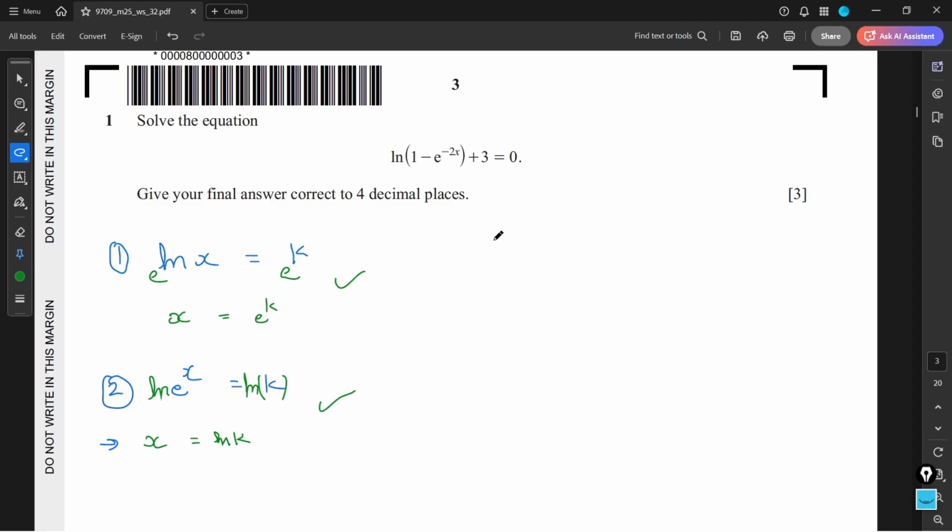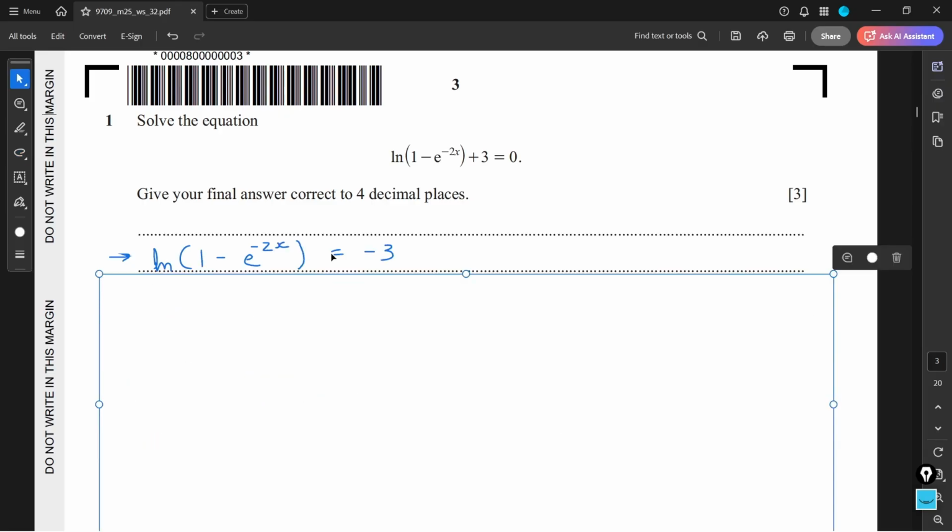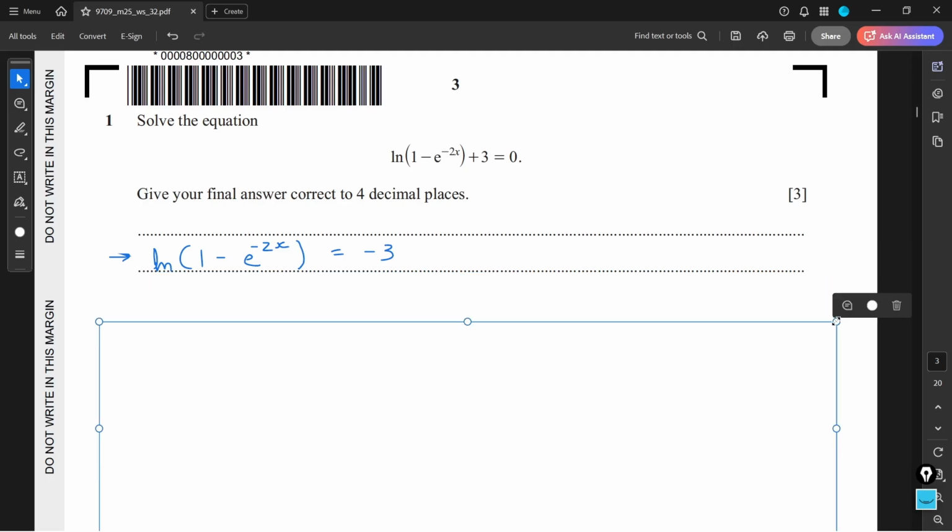So let me show you how to solve this one. To start with, I have just sent this 3 to the right hand side so that this becomes in the format of ln of something is equal to k, so that I can have e as the base on both the sides to remove this ln. So in the next step, you will see that ln is gone now and you are left with 1 minus e to the power of minus 2x is equal to e to the power of negative 3.